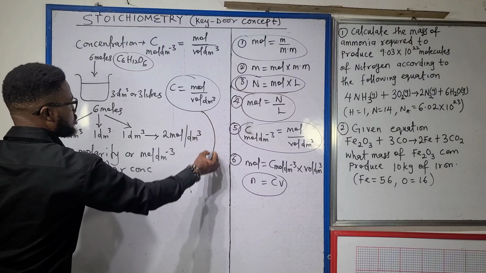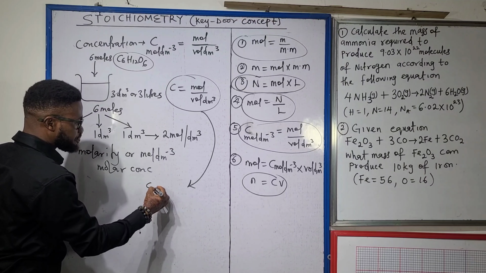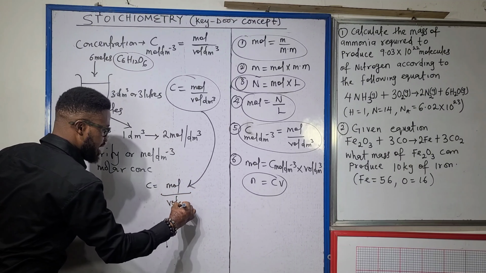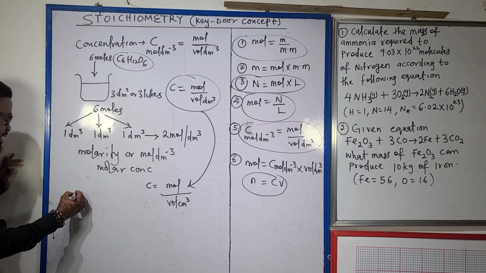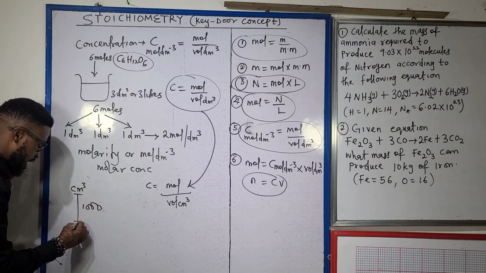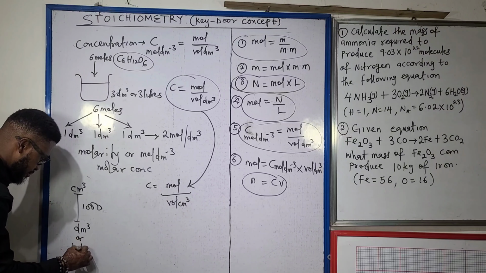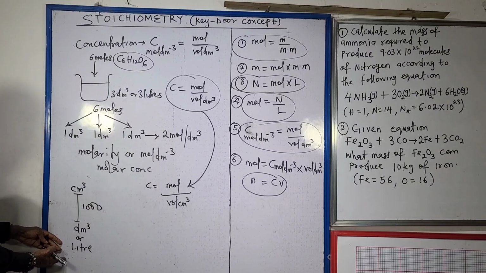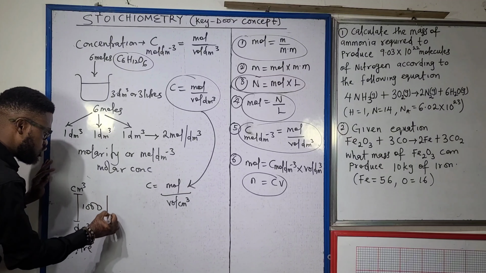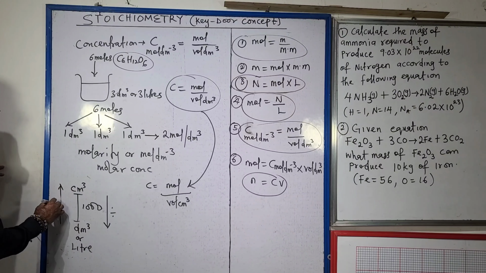Worthy to note that sometimes my volume can be in cm³. So what that means is that concentration equals mole divided by my volume in cm³. But we all know that 1,000 cm³ makes a dm³ or a liter. So if you move from cm³ to dm³, you divide by 1,000. If you move from dm³ or liter to cm³, you multiply by 1,000.